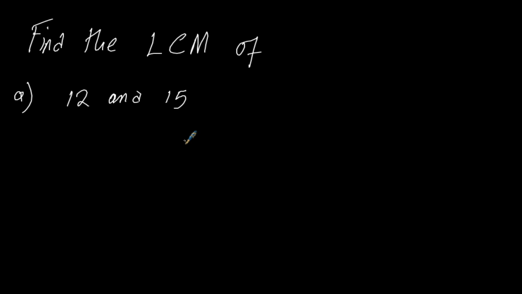Find the LCM of 12 and 15. So for LCM, we can list the multiples of 12, then we list the multiples of 15. Then after, we find the smallest common one. But I prefer using this method.